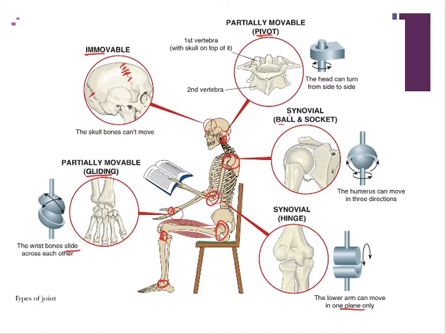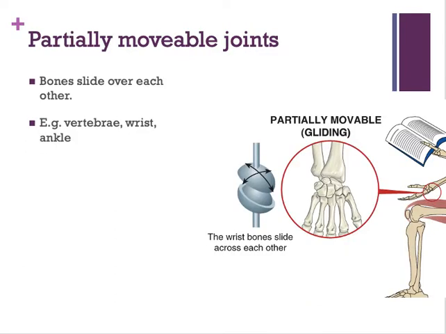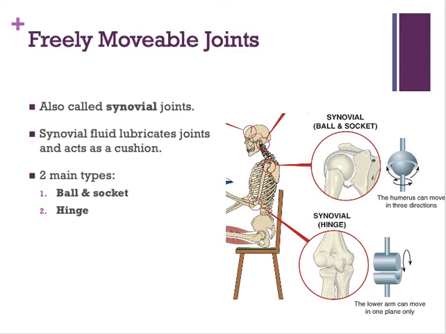So let's focus in on some examples of those joints and we'll fly through these. Your immovable joints, I've already mentioned, are in the skull here. Another place you'd find those would be in your pelvic girdle, where you need a good deal of strength to support the upper body. Then you have partially movable joints. Here's an example in the wrist, the gliding joint in the wrist. In these, the bones slide over each other. It's an X-ray image of a partially movable joint. And then the freely movable joints, your ball and socket and your hinge joint.